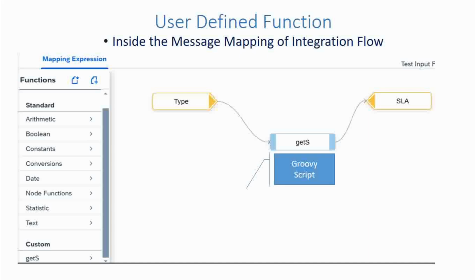Okay, so like this. The type comes here, and the Groovy script will analyze the type input and define an SLA value. That SLA value goes to the target structure, right? So this comes under custom defined functions, for which we will be using this icon called create custom defined function.